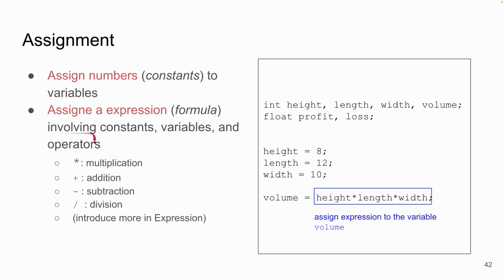And this expression can involve a lot of different operators. So we can have multiplication, addition, a lot of things. And we will introduce more operators in the expression chapter. It will be like 2 or 3 weeks later, we will go into the chapter about expressions. So just remember, we can assign the constant to variable. We can also assign outcomes from the expression to a variable.